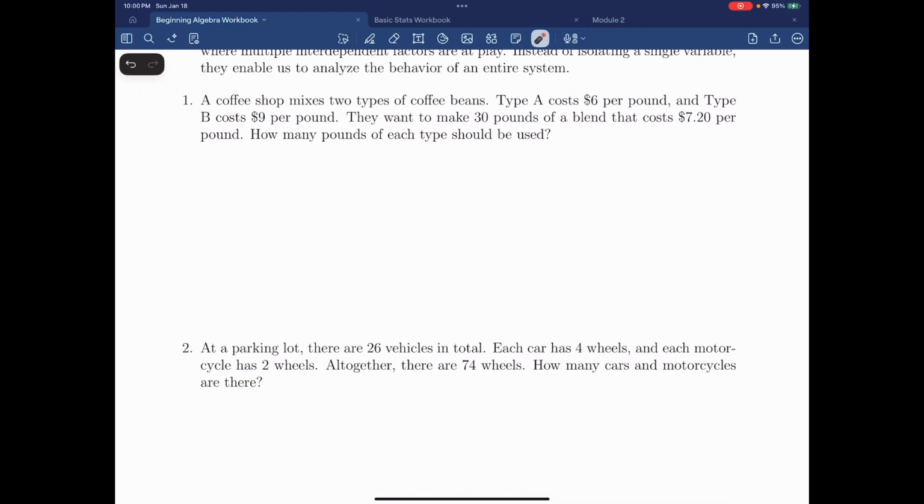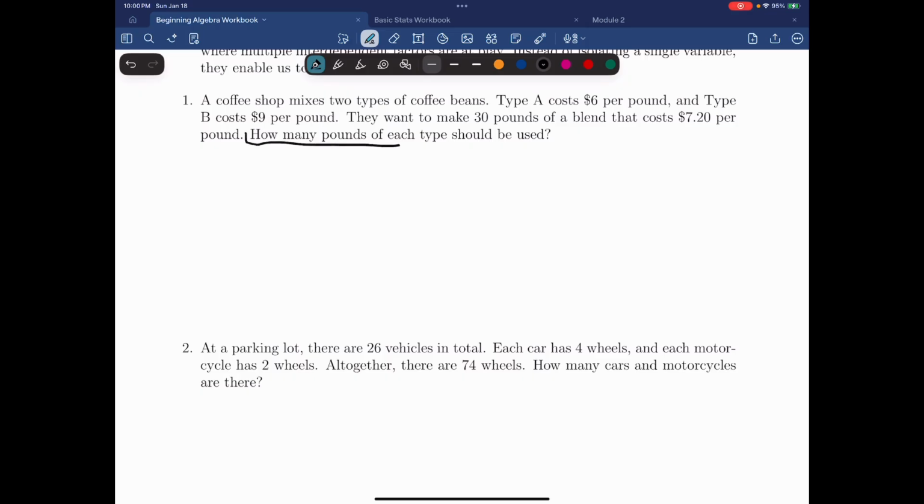And let's get going. So for example, number 1, we have a coffee shop that mixes 2 types of coffee beans. Type A costs $6 per pound and type B costs $9 per pound. Now they want to make 30 pounds of a blend that costs $7.20 per pound. How many pounds of each type should be used? So let's box the question because there's a lot of information going on here. So we want to know how many pounds of each type should be used.